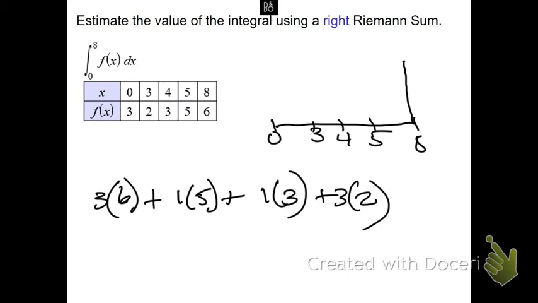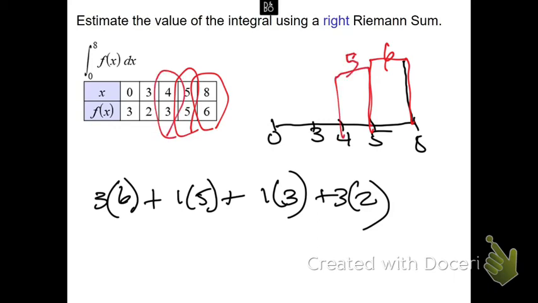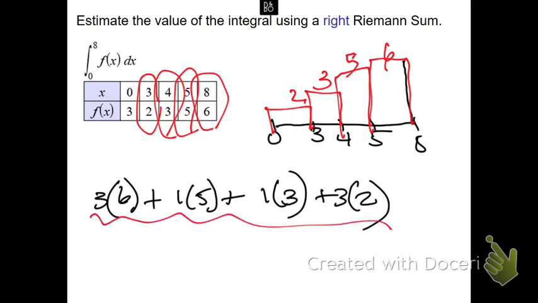Okay, the graph would be at 8, I have a height of 6. So we go to 8, up 6 and over. At 5, I have a height of 5, over. At 4, I have a height of 3. And at 3, I have a height of 2. You end up not using the 0. Okay? So the area of these rectangles matches these numbers.